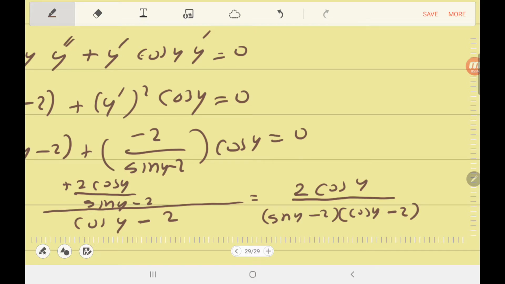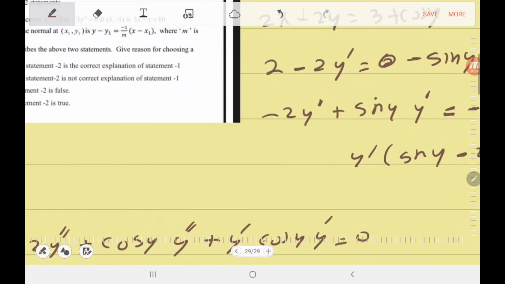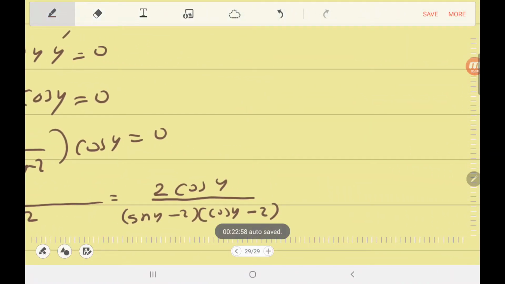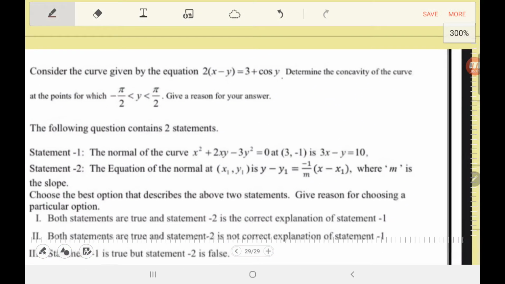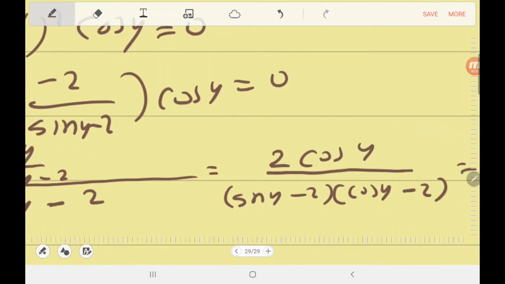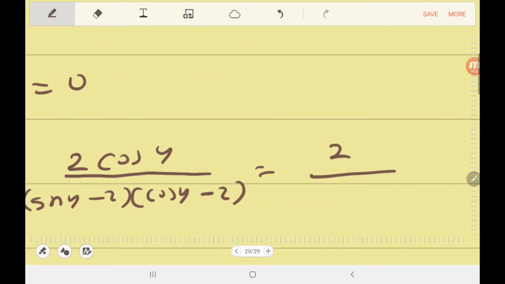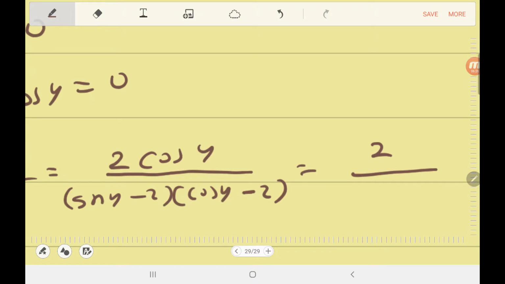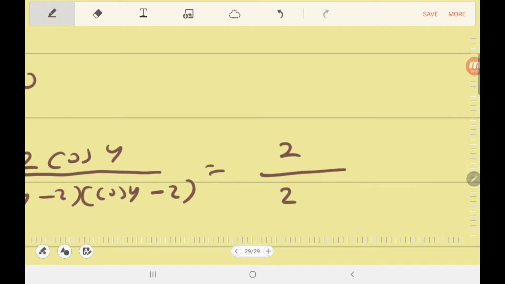So if we want to test any value between negative pi over 2 and pi over 2, let's put 0 as an example, because he's telling me that y is between negative pi over 2 and pi over 2. So 2 times cosine 0, which is 1, over sine 0, which is 0, minus 2, times cosine 0, which is 1, minus 2. So minus 1 times minus 2 is going to be 2. 2 over 2 is equal 1.